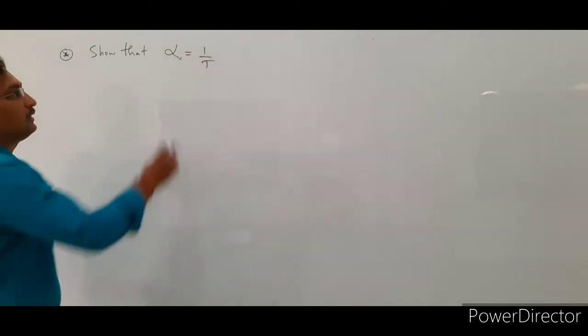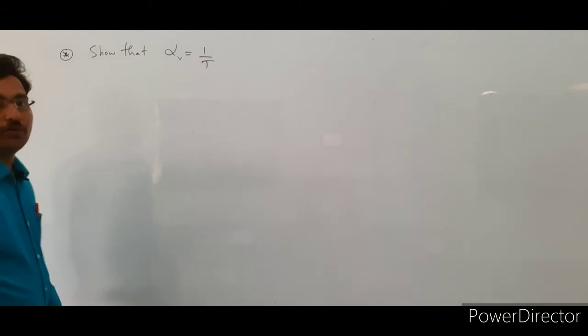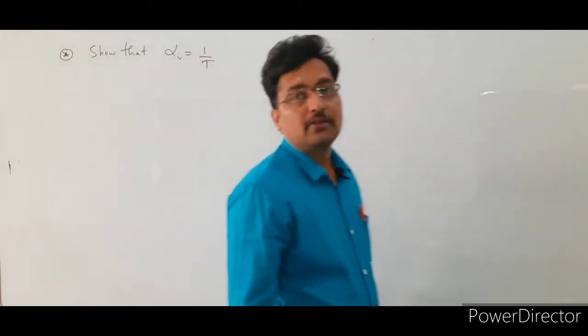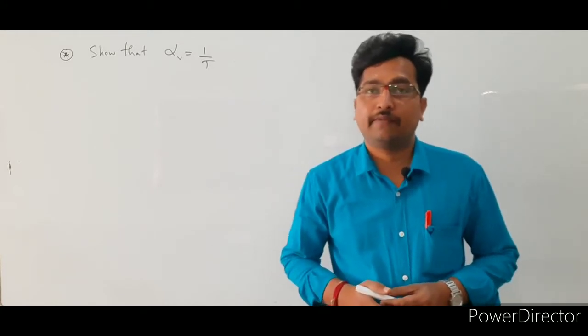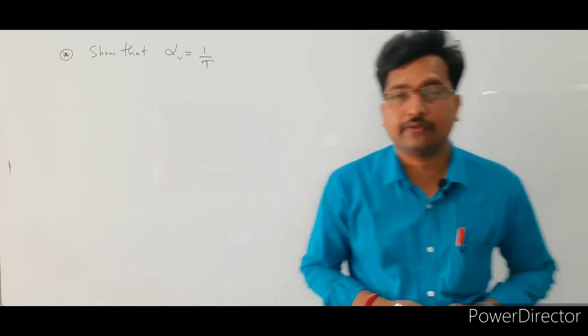Show that alpha suffix V is equal to 1 by T. Okay, so what do you mean by this alpha suffix V? Alpha suffix V is the volume coefficient of a gas.